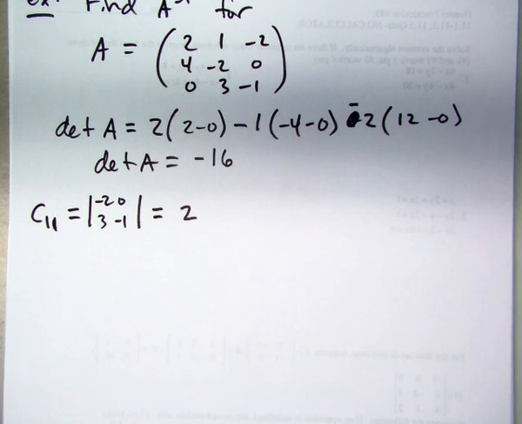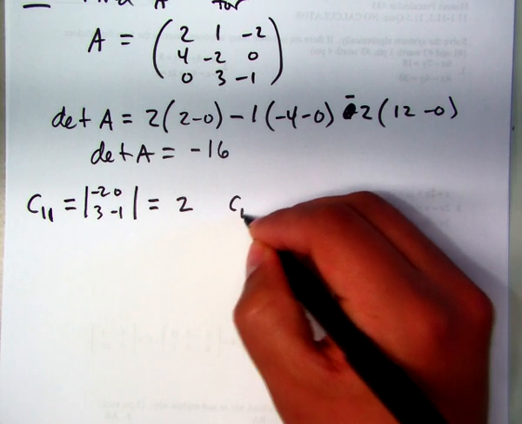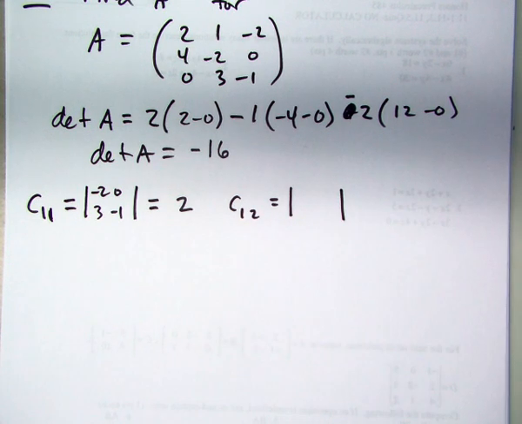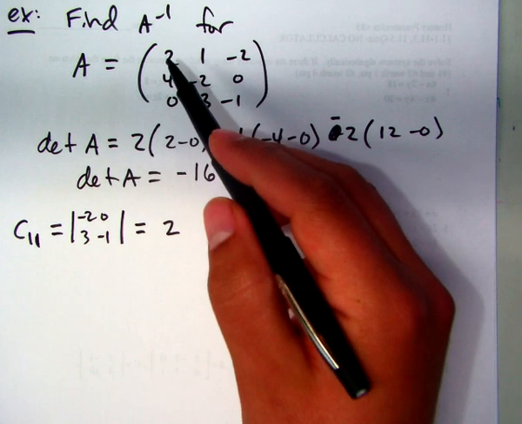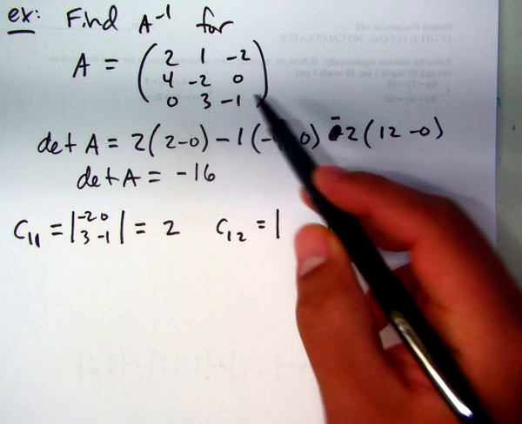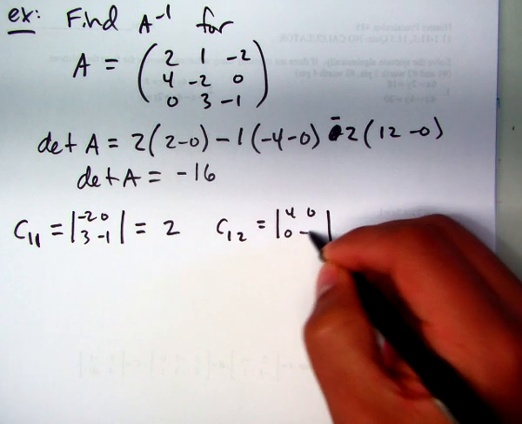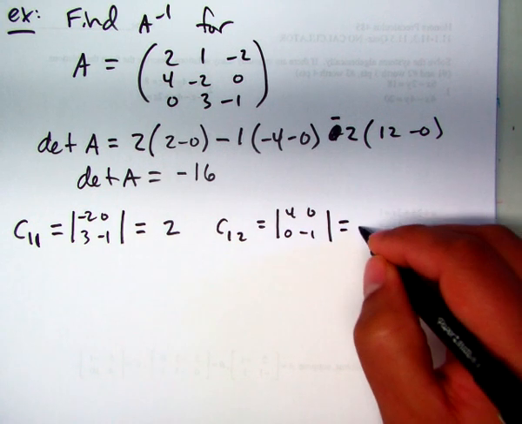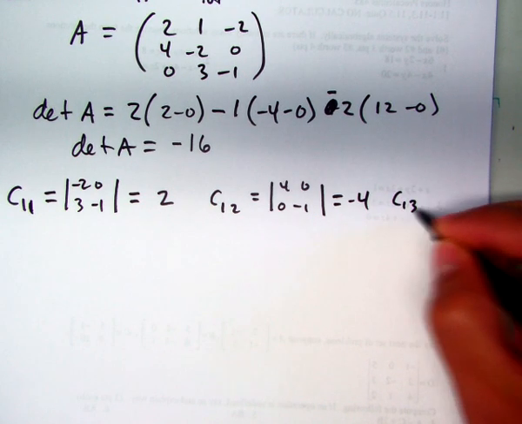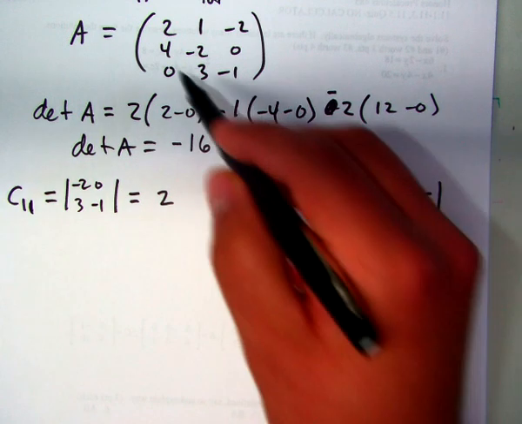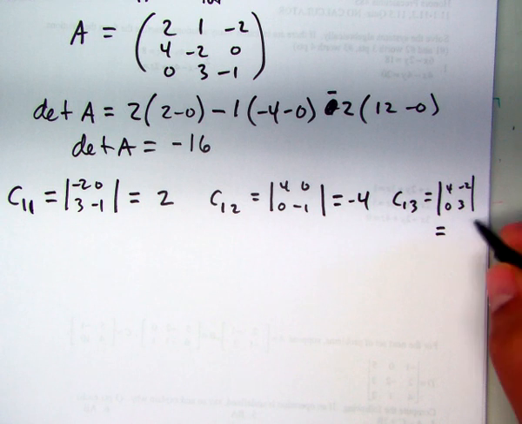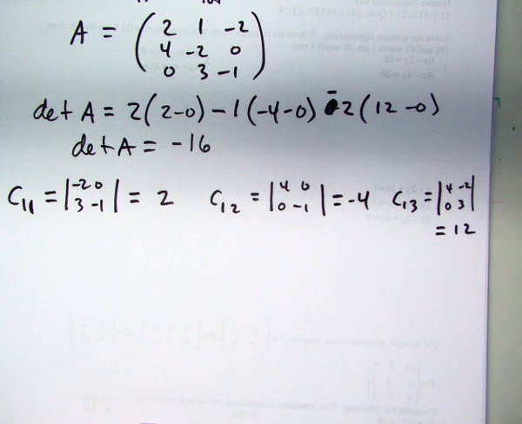Okay, we'll do the same thing. C12. So this is where it gets a little weird. Eliminate first row, second column. We have 4, 0, 0, negative 1. And that determinant is negative 4. I should probably write a little smaller. C13. We have 4, negative 2, 0, 3, and that determinant is 12. Okay, do you guys see where I'm getting these from?